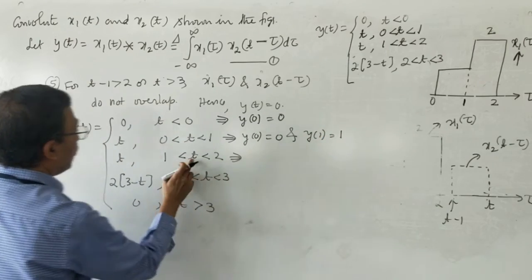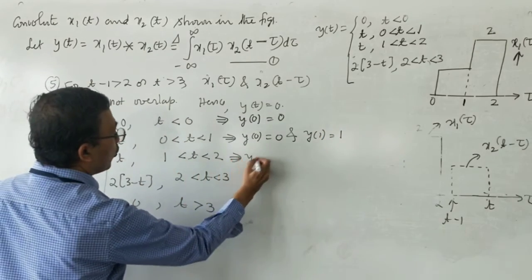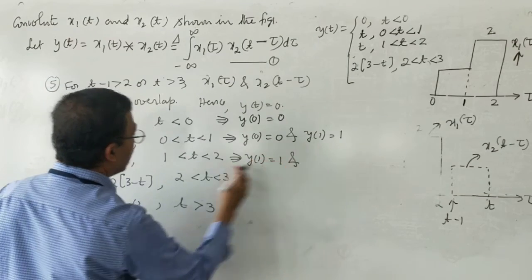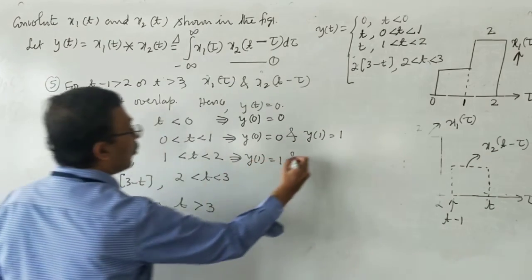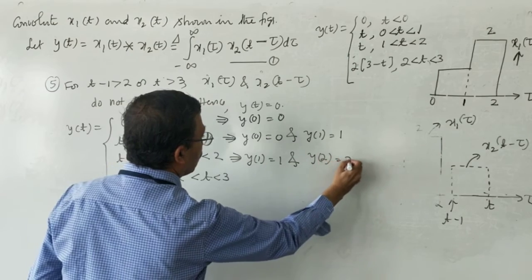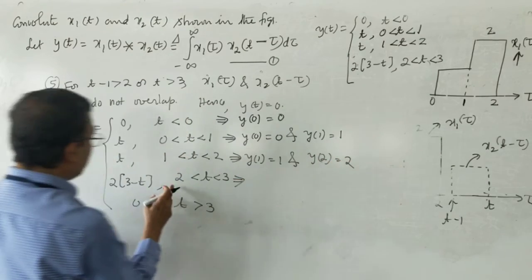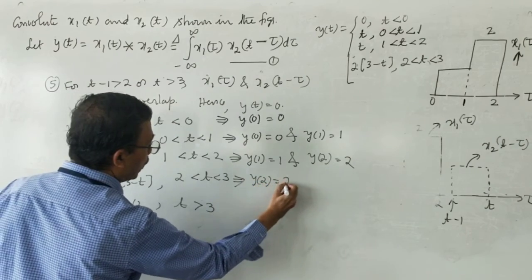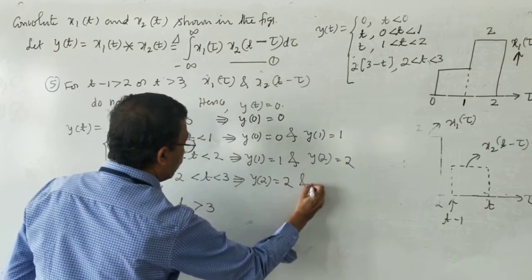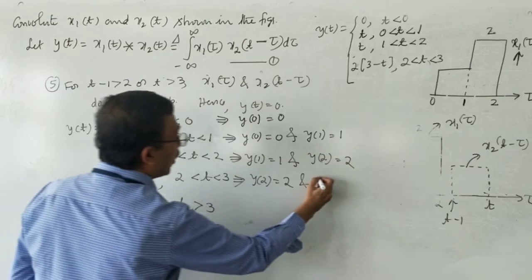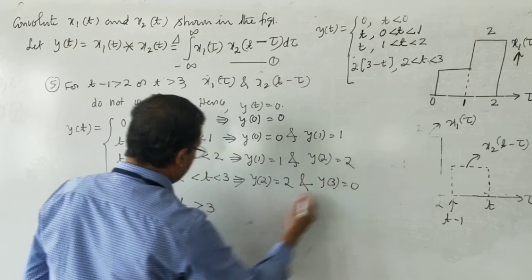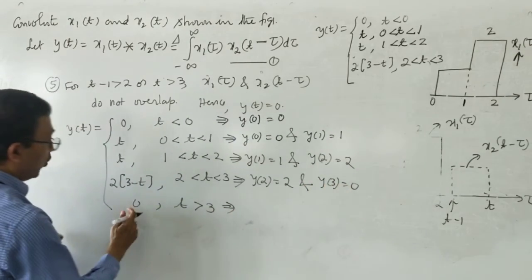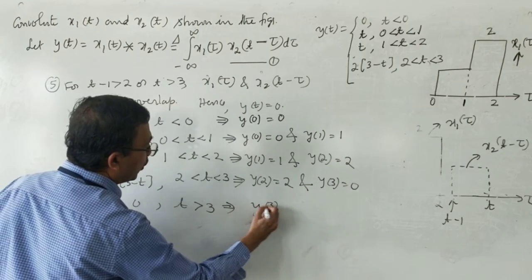In this expression, put t equal to 1. What you get? Y of 1 equal to 1. You put t equal to 2. What is y of 2? Y of 2 is 2. In this expression, put t equal to 2. What is y of 2? Y of 2 is 2. Then you put t equal to 3. You get y of 3 equal to 0. In this expression, put t equal to 3. You get y of 3 equal to 0.